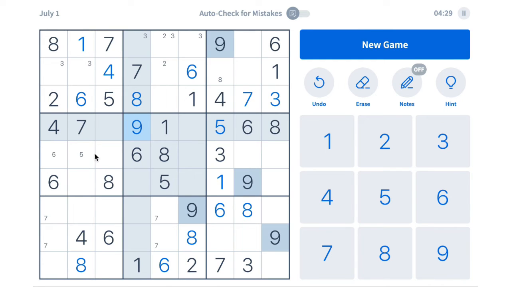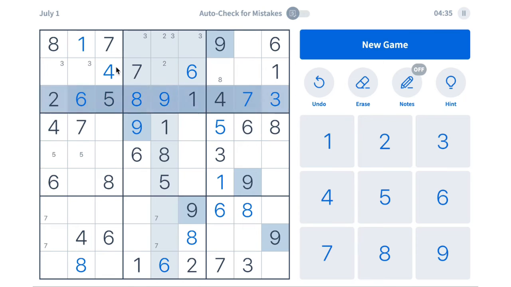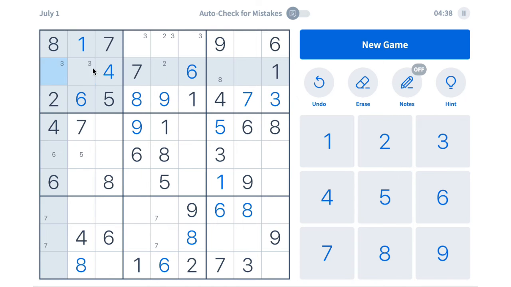This must be a 9. And one of these must be a 9. This must be a 9 because we need a 9 in this square, so it's going to be one of these two cells. So this can't be a 9, and these 3 can't be a 9 because of that 9, so this must be a 9.